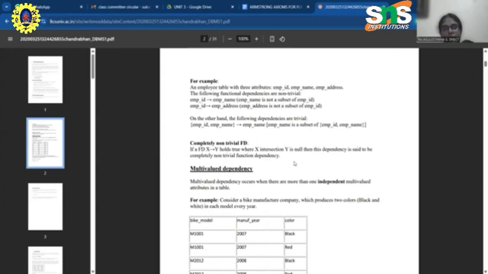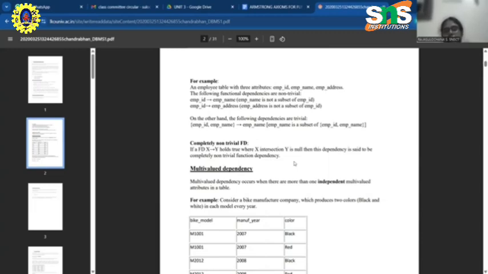Completely non-trivial: if a functional dependency X determines Y holds where X intersection Y is null, the dependency is said to be completely non-trivial functional dependency. So in case of multi-valued dependency, this occurs when there are more than one independent multi-valued attributes in a table.